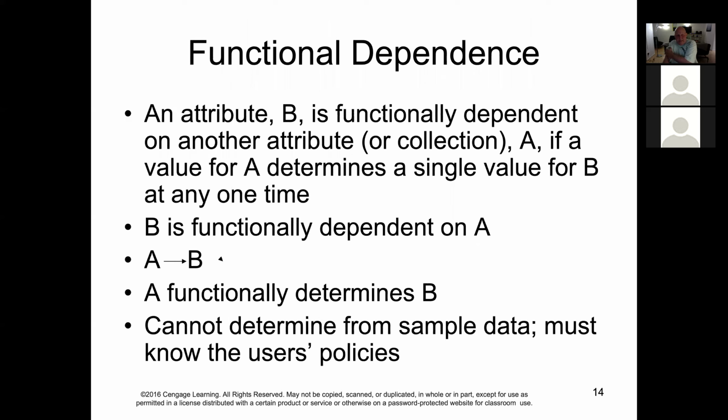Functional dependence. An attribute B is functionally dependent on another attribute or collection of attributes A if a value for A determines a single value for B at any one time. A functionally determines B. You cannot determine this from sample data; you must know the user's policies. That's key to know.